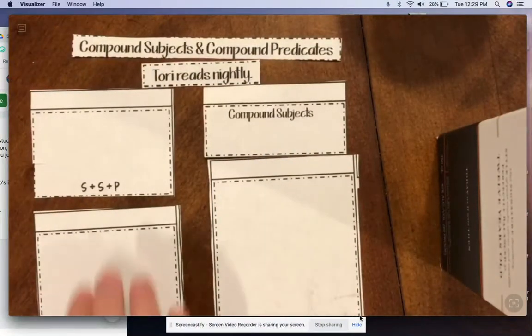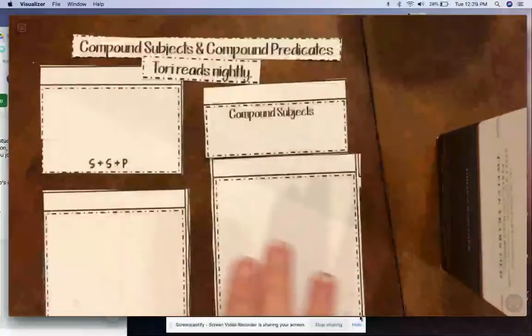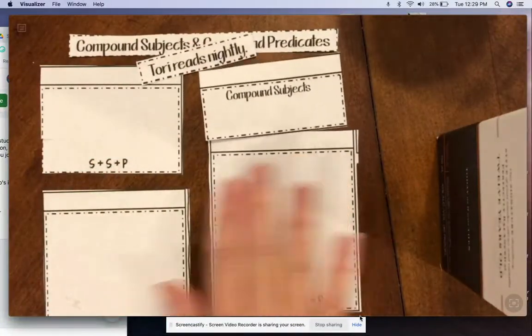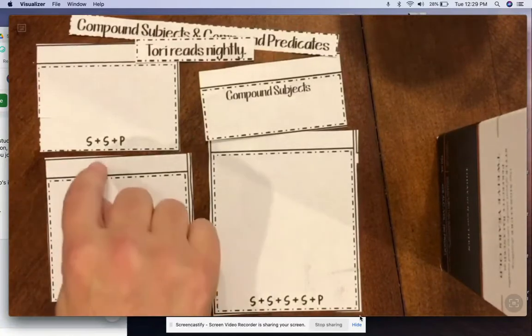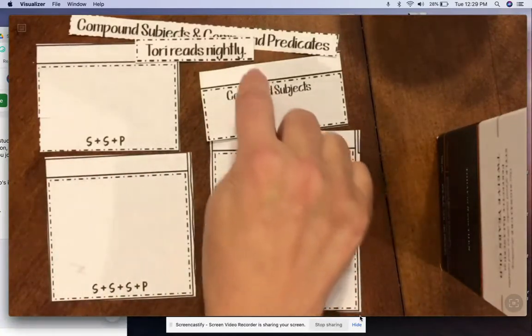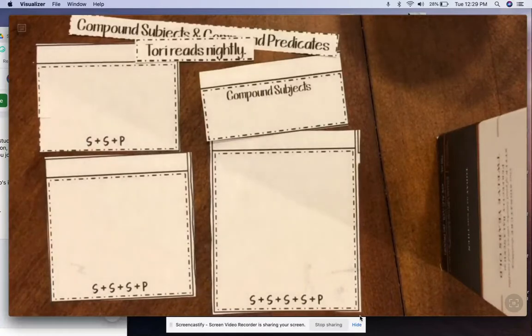You're going to have 4 of these. So they're each a different size. Make sure that you get all 4. Make sure that you leave the tab attached to them. Okay, I'm going to let you pause the video now to find your scissors and cut that out.